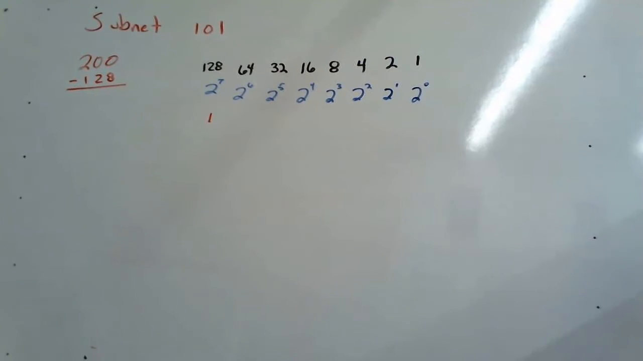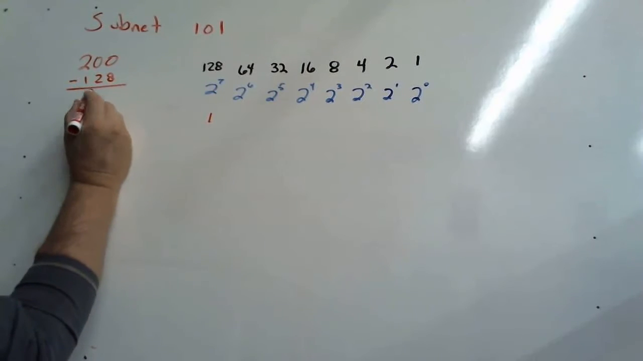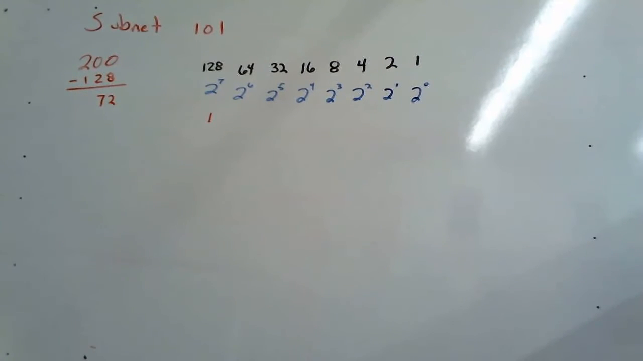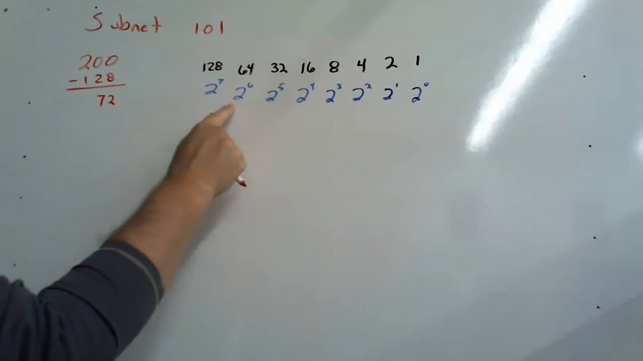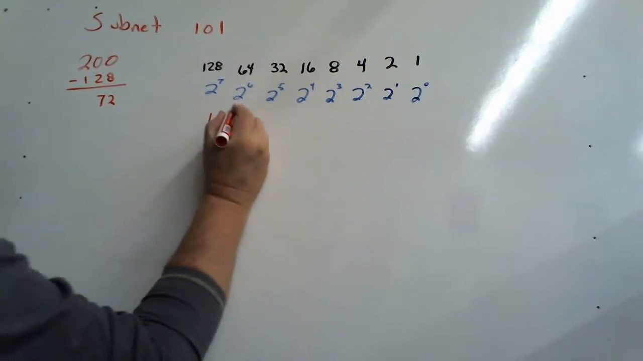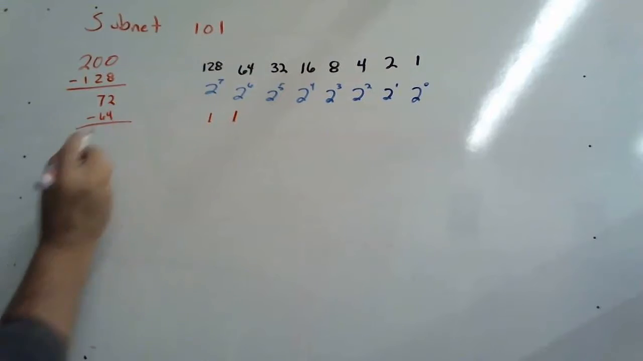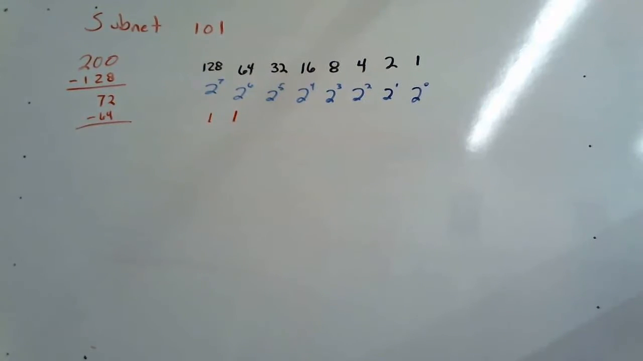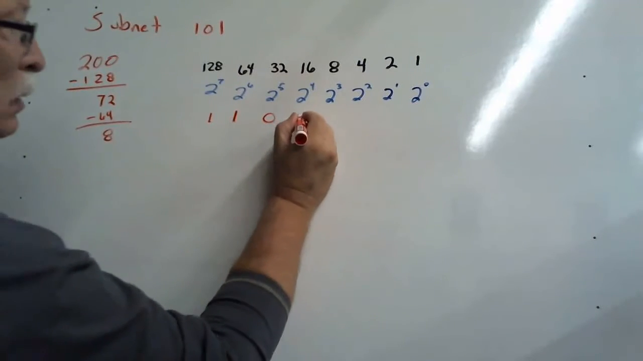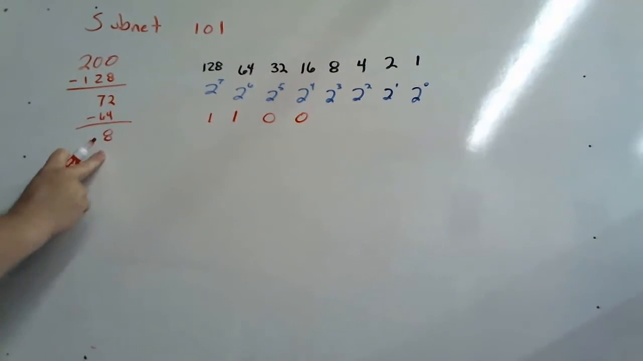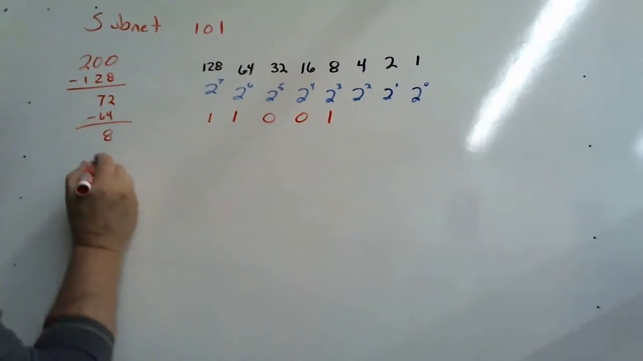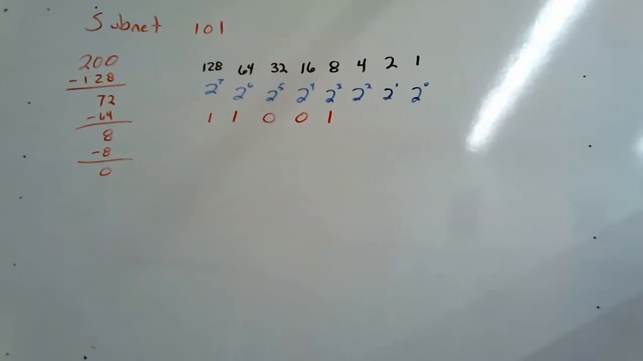And if I put this in my calculator, just so I don't make any mistakes, leaves me with 72. Can I subtract 64 from 72? Yes, I can. Minus 64 leaves me with 8. Can I subtract 32 from 8? No. So it gets a 0. Can I subtract 16? No. Can I subtract 8 from 8? Yes, I can. So I'll put a 1, subtract 8, and I'm down to 0.